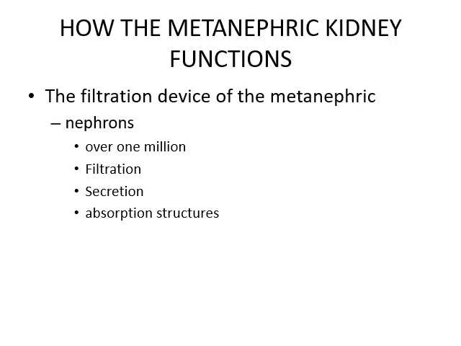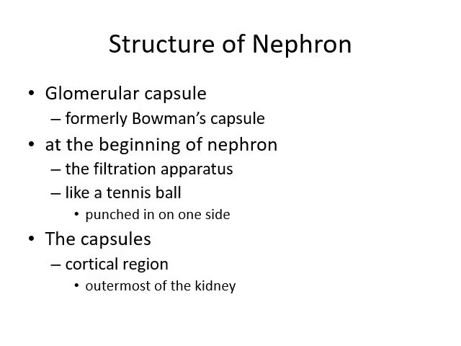The filtration device of the metanephric kidney is the nephron. Over 1 million nephrons are present in the kidney that filter, secrete, and selectively absorb. Structure of a nephron. A nephron basically consists of the glomerulus capsule, also called the Bowman capsule, at the beginning of the nephron, that filters the blood.